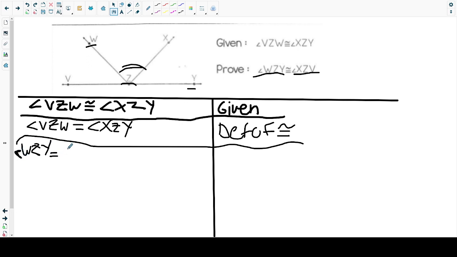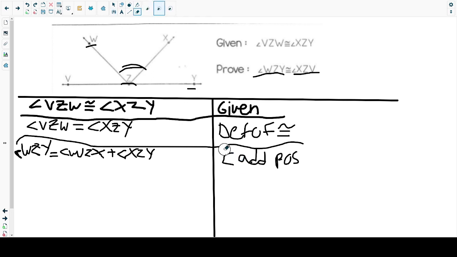WZY is equal to angle WZX plus angle XZY. Keep hitting that button. There you go. So XZY. And that is because of the angle addition postulate. Angle addition postulate. Again, pardon the poor handwriting. I am writing with the mouse after all.